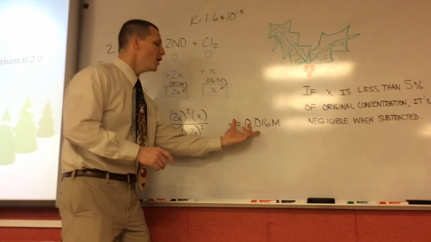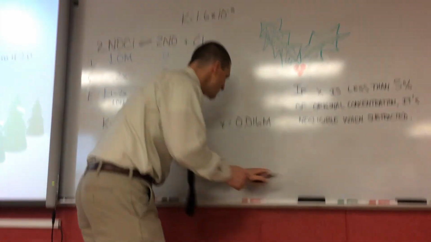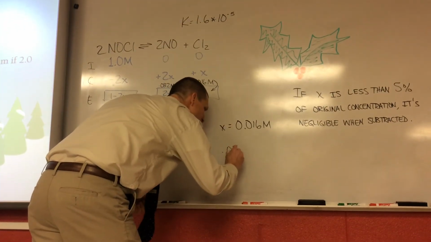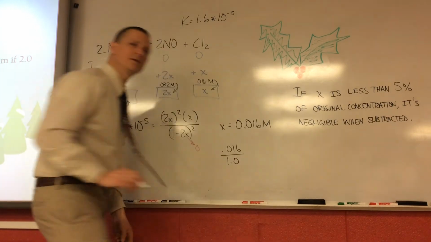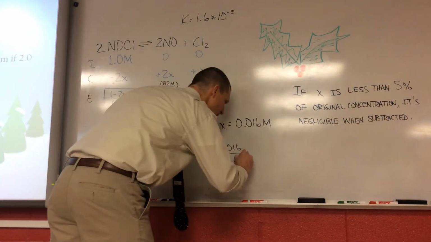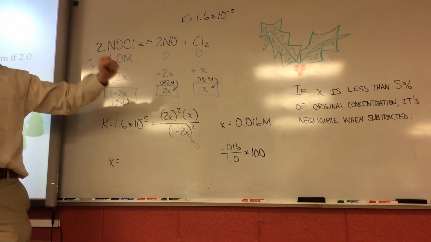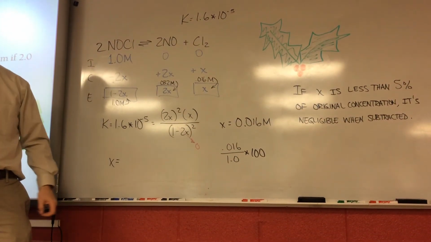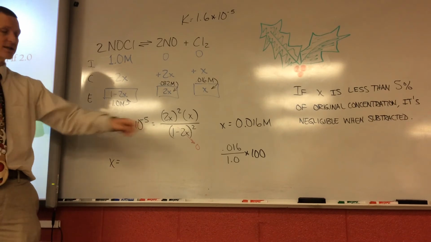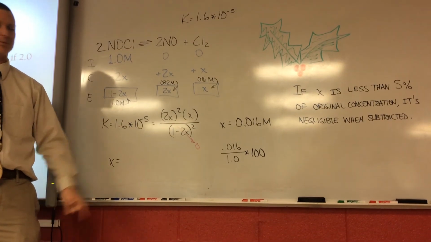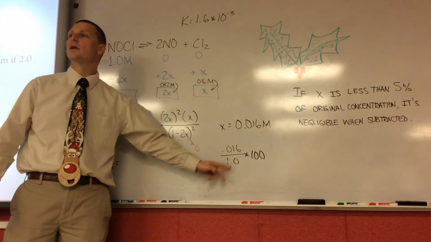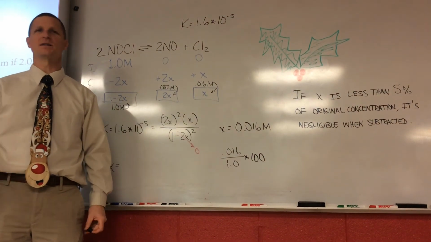Okay, so here's what we do. When you get an answer for x, you're going to take x, 0.016, over the original concentration, and then times 100. You're finding what percent that is of the original. If that's less than 5%, then the assumption was okay to make. And is the assumption okay to make? Yep. What's the percent? 1.6. It's 1.6%, way less than 5.